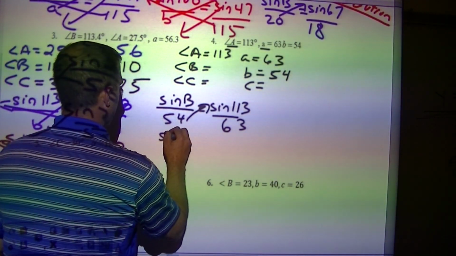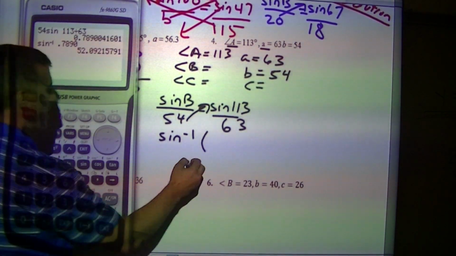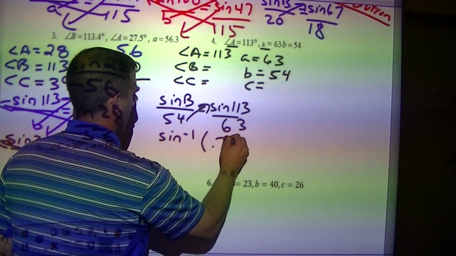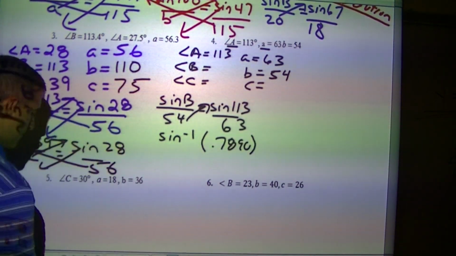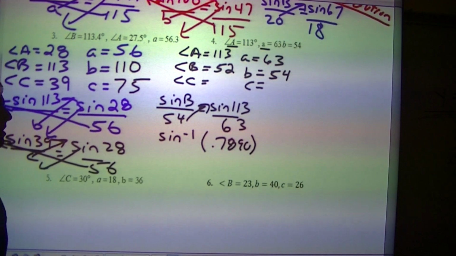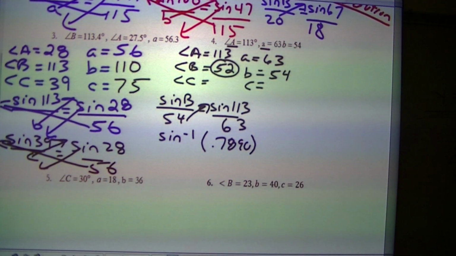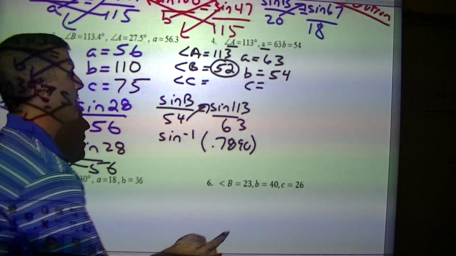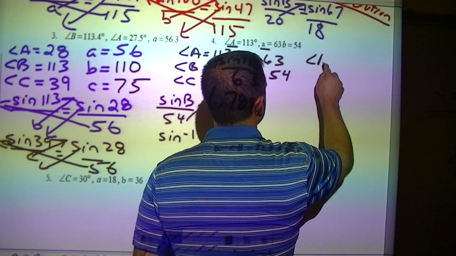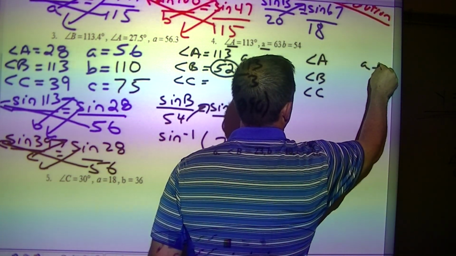So I did inverse sine of 0.7890, and that gave me my B, which was going to be 52 degrees. Now I'm going to put a circle around that thing that I found, because whatever you find with inverse sine, when you have a special case, you have to test it over on this other side. And we're going to handle that in a second.